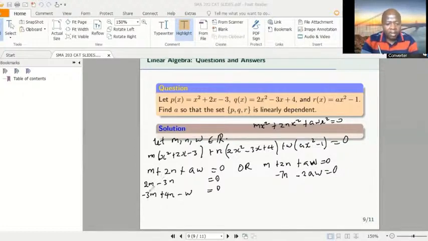Now, we want 0 here. That means I will multiply equation 1 by 3 and add to the equation. So this by 3 is 3m, plus this, I have a 0. This by 3, I have 6n. Added to this, you have 10n. This by 3, I have 3aw, added to negative w.